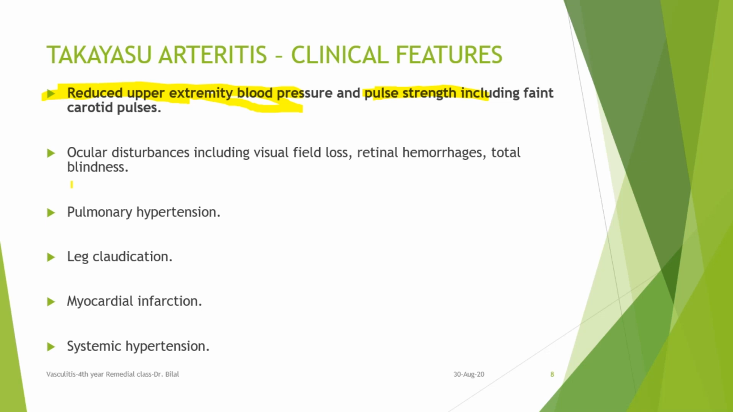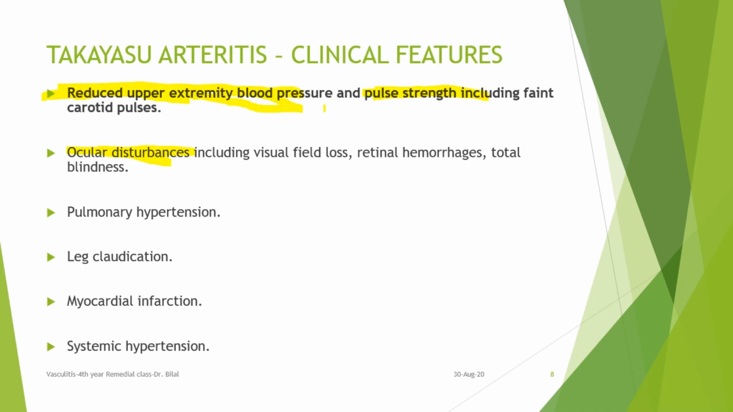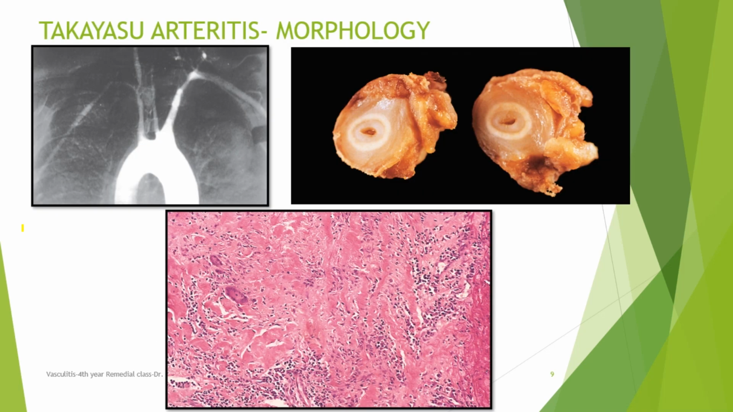But there are other features as well, such as ocular disturbances, including vision loss. We know that ophthalmic vessels can get affected in this disease. Less common features are pulmonary hypertension, leg claudication, and myocardial infarction. These are lesser important features with respect to your exam. Important things are reduced upper extremity blood pressure and pulse strength, including faint carotid pulses, and then ocular disturbances.